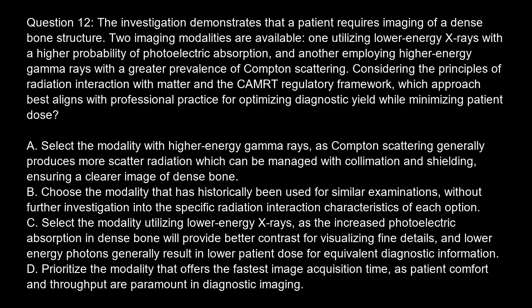Option A. Select the modality with higher energy gamma rays, as Compton scattering generally produces more scatter radiation which can be managed with collimation and shielding, ensuring a clearer image of dense bone. Option B. Choose the modality that has historically been used for similar examinations, without further investigation into the specific radiation interaction characteristics of each option.